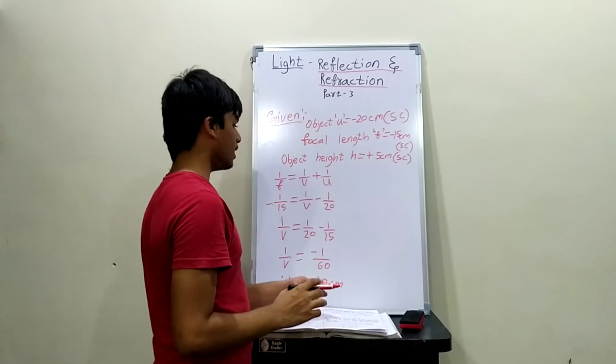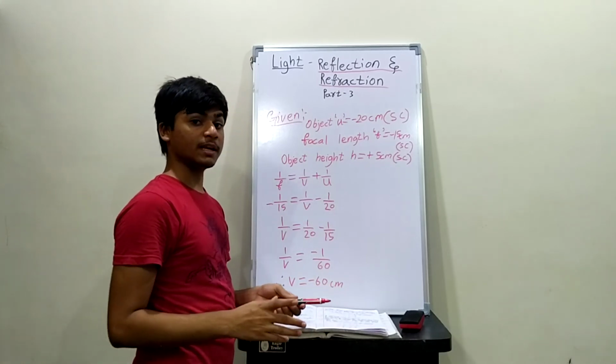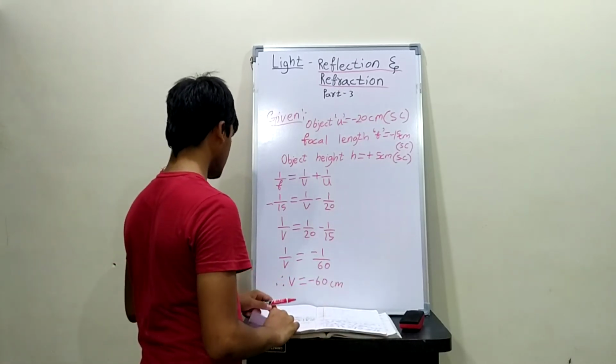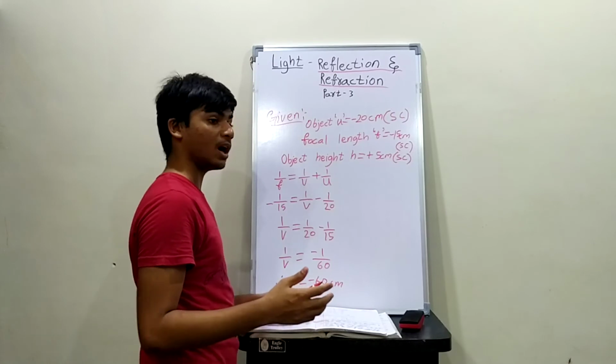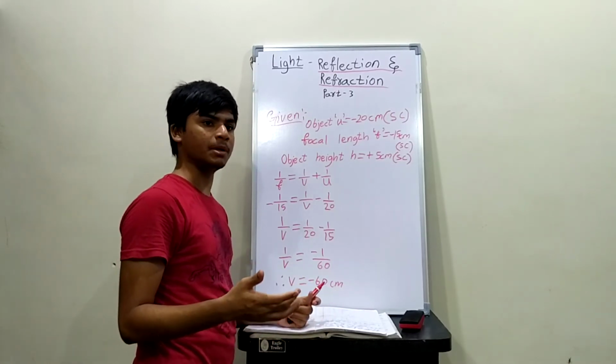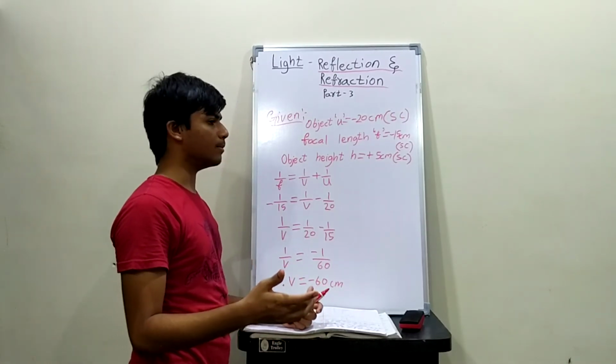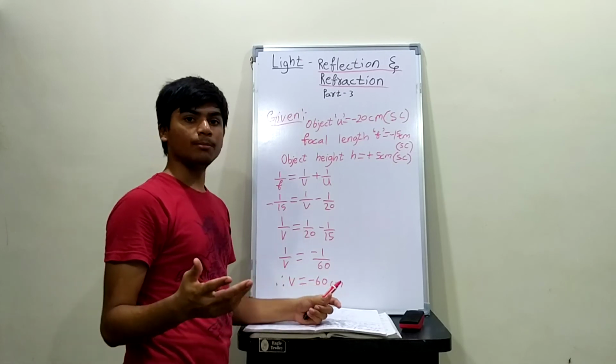Okay, so they asked us to find the size of the image. To find the size of the image, we should first find out what is the height of the image. So that will be the size of the image. Now to find the size of the image, we have two formulas about the magnification.